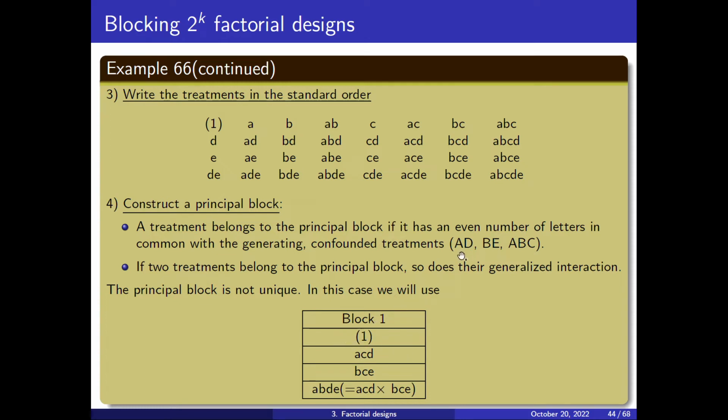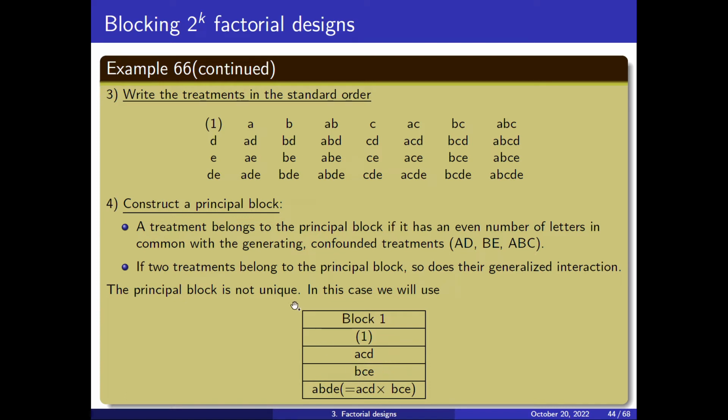So then we have ACD. ACD shares 2 letters with this and also 2 letters with this, so it belongs to the principal block. And BC, it's the same, so it shares 2 letters with this one and 2 letters with this, so it belongs to the block.